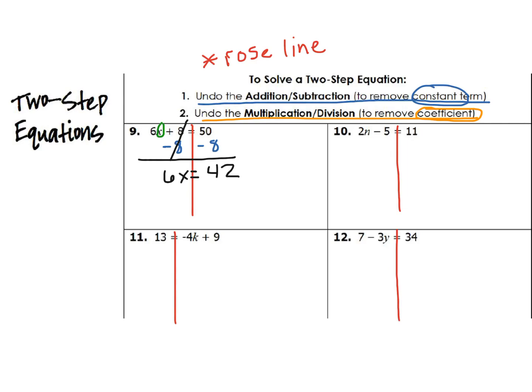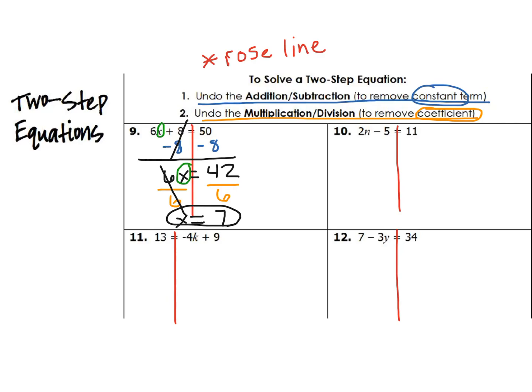Okay. Next, I see 6 times x. I'm still focusing on the side with the variable. So the opposite or inverse of 6 times will be dividing by 6. 6 divided by 6 will cancel. X will equal 7. 42 divided by 6 is 7.